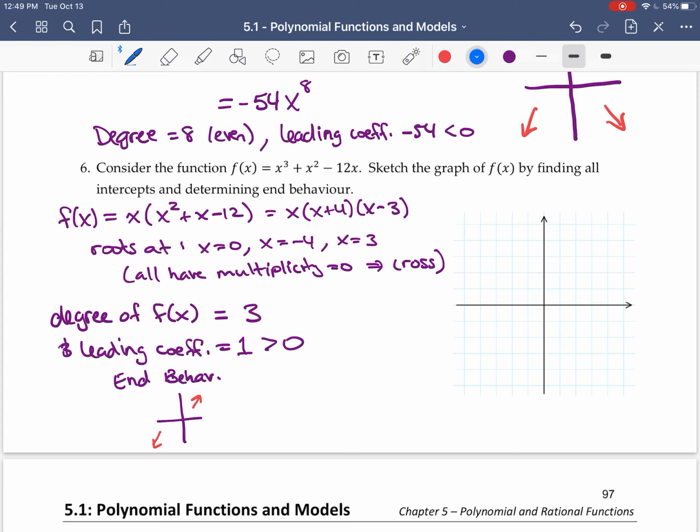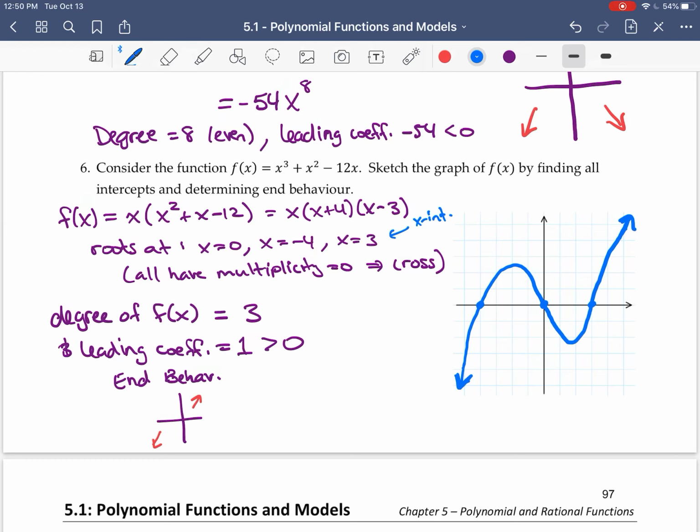So if I just plot my points, I have a point at 0, 0. These ones are all x-intercept values. So then I have negative 4 and positive 3, and they all cross. And I know that it leaves that way and leaves that way. So that's enough to sketch. It's going to cross, come up to some point, cross again, down to some point, and then cross again, and then leave like that.